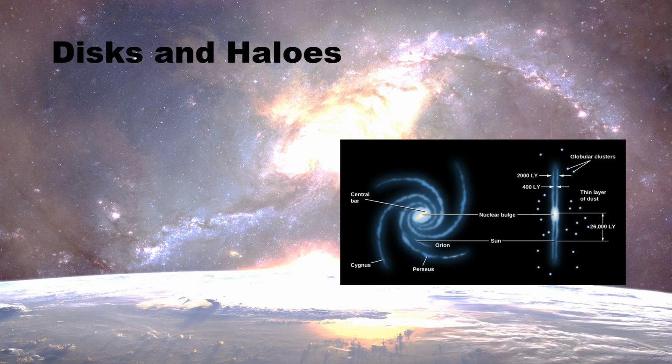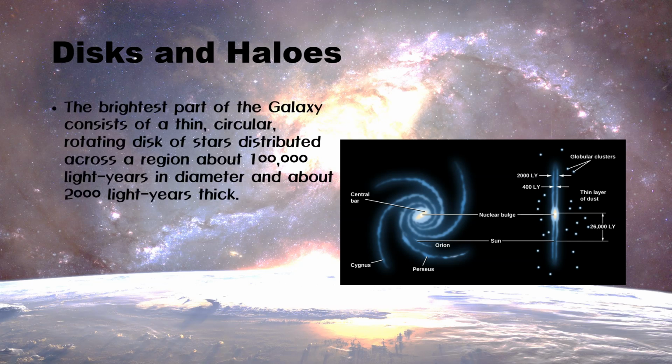And so when we start looking at our galaxy, one of the first features we are seeing are disks and halos. The brightest part of the galaxy consists of a thin, circular rotating disk of stars distributed across a region that's about 100,000 light-years in diameter and about 2,000 light-years thick. And of course, we can see that represented here in this image. We have this nice spiral, and this is the cross-section if you were to look at it from the side.